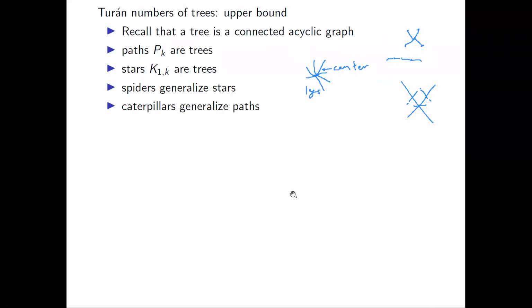Here's another family of trees. These generalized paths are known as caterpillars. Caterpillars have a central path, and then every vertex in the caterpillar has distance at most 1 from the central path. So there's an example of a caterpillar.